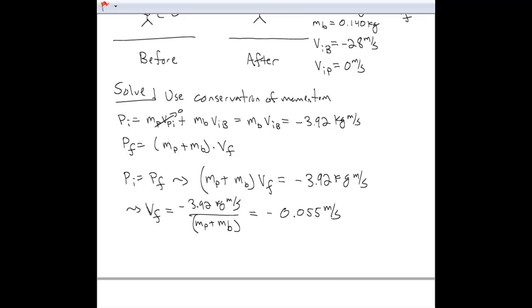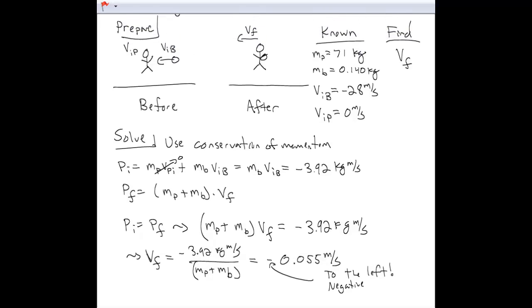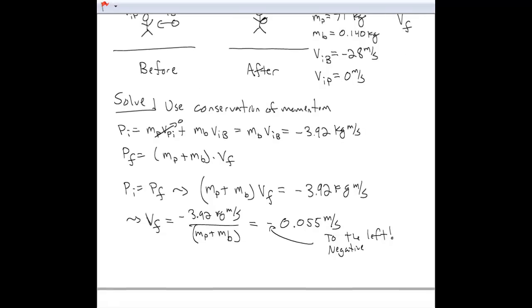0.055 meters per second. Notice that this is to the left, because the velocity is negative. That's exactly what we expected from our diagram, that the final velocity would be to the left. So it's a nice check to make sure all of our signs were working out. Now, we're actually asked for the speed, so perhaps what we should really do is take the absolute value of this to get the speed. And so the speed of the ball and the player after the collision is a very small 0.055 meters per second.